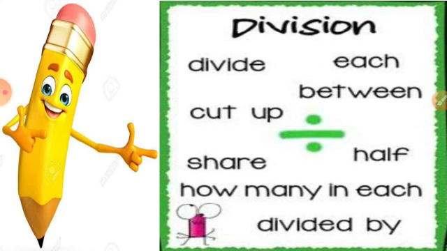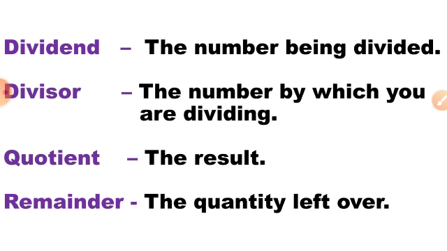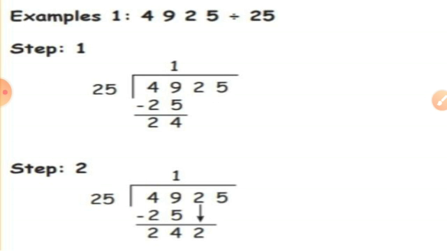Division has some keywords. They are divide, each, between, cut up, share, of, how many in each, and divided by. And it has 4 concepts. They are dividend, the number being divided, and divisor, the number by which you are dividing, and the next one is quotient, the result, and the final one is remainder, the quantity left over. Let's see the first example.